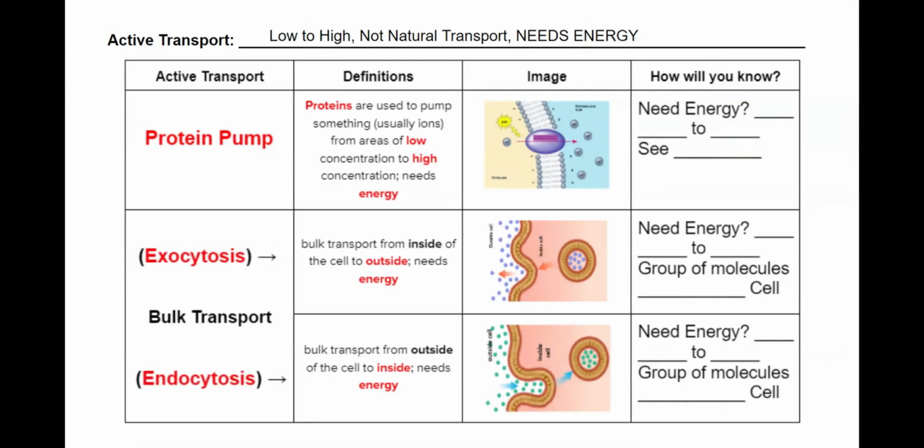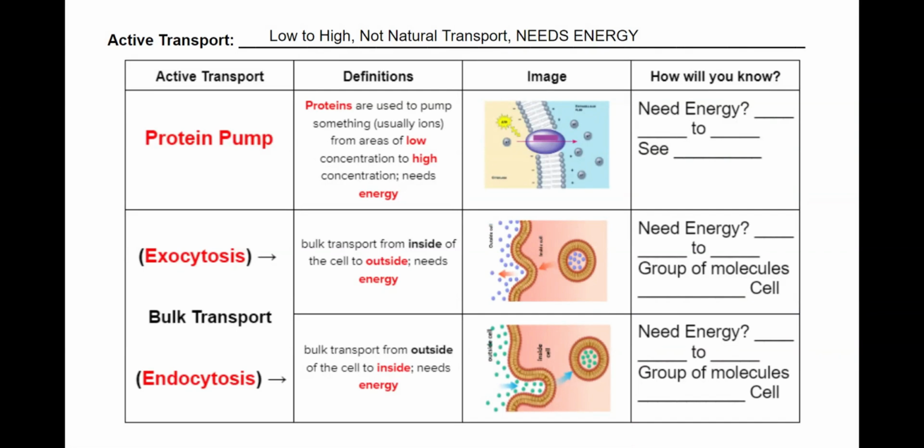Now let's look at the images. For protein pump, again, you see that big protein, in this case it's purple. You're going from low to high, you see energy. In exocytosis and endocytosis, exo exiting, you see a group of molecules exiting the cell. In endocytosis, you see a group of molecules entering the cell.